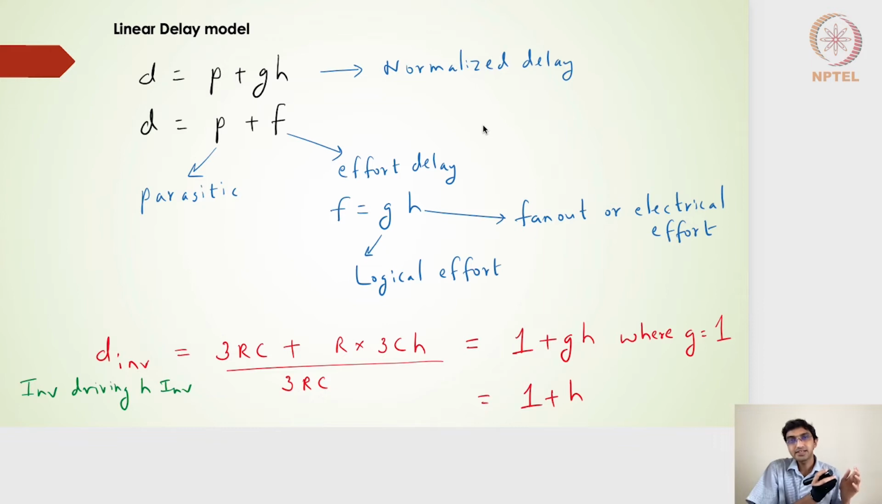We have seen the Elmore delay method and utilized that model to estimate the delay, maybe a falling delay or a rising delay. This particular model is also called the P plus GH model, and it is a linear delay model.